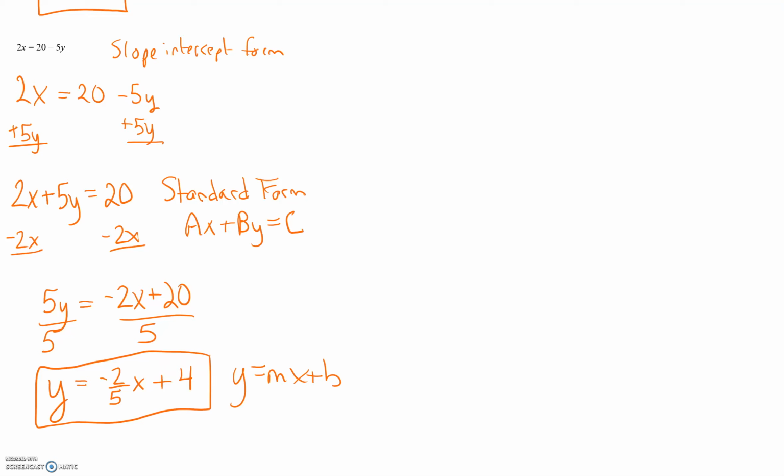If I asked you to identify the slope, you should be able to tell me negative 2/5. And when I ask you to identify the intercept, you should say coordinate 0, 4. And that's a type of problem that you'll also see.